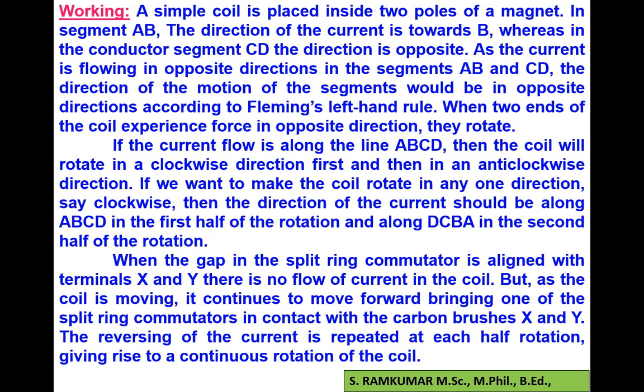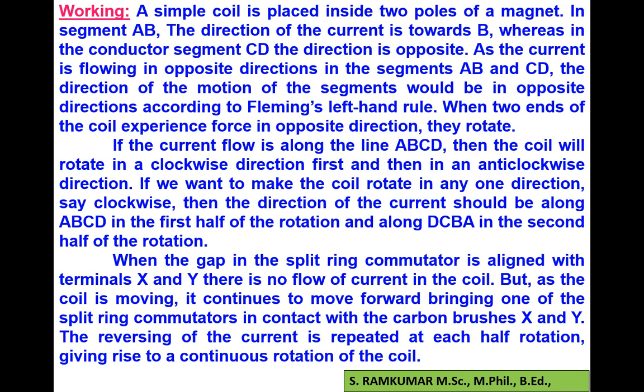Working. A simple coil is placed inside two poles of a magnet. In segment AB, the direction of the current is towards B, whereas in the conductor segment CD, the direction is opposite. As the current is flowing in opposite directions in the segments AB and CD, the direction of the motion of the segments would be in opposite directions according to Fleming's left-hand rule. When two ends of the coil experience force in opposite directions, they rotate.